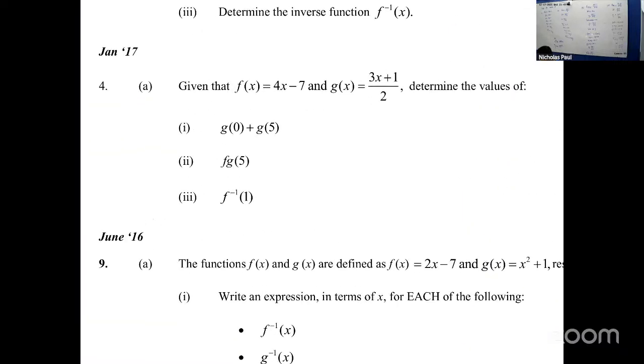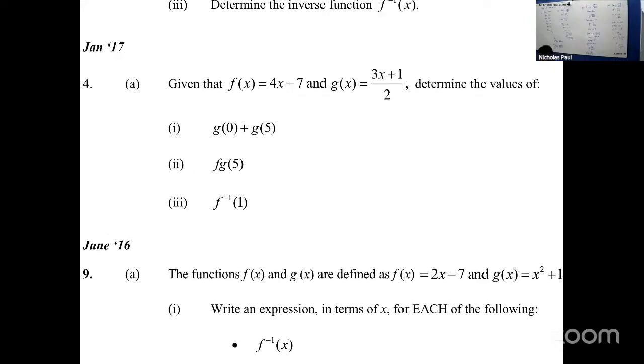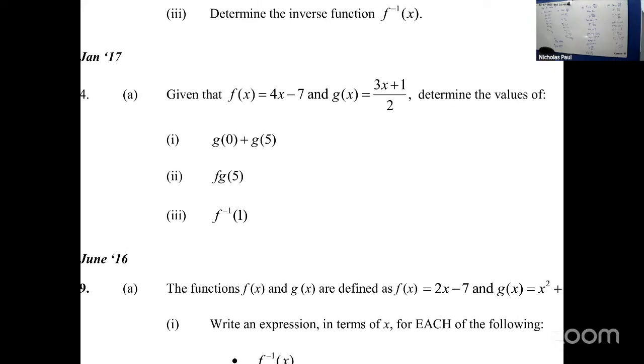Right, let's go to January 2017. Let's zoom in there a little bit. January 2017, number 4E.